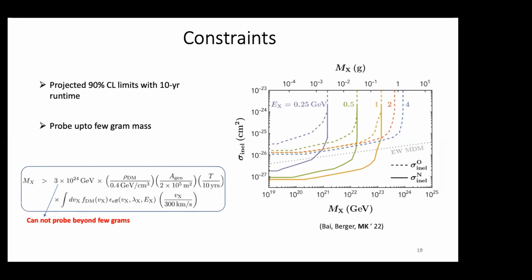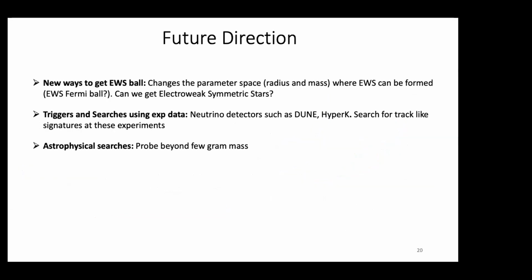The idea, as you can see here, is that you can't probe much beyond 1 gram, even with these big IceCube-size detectors, because there is a limitation from the volume of the detector, or the cross-sectional area of the detector. So let me tell you what we are thinking in terms of future direction.